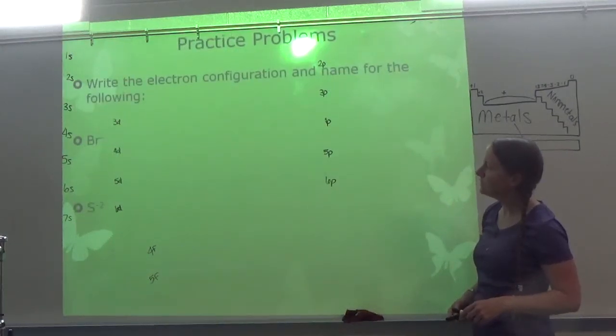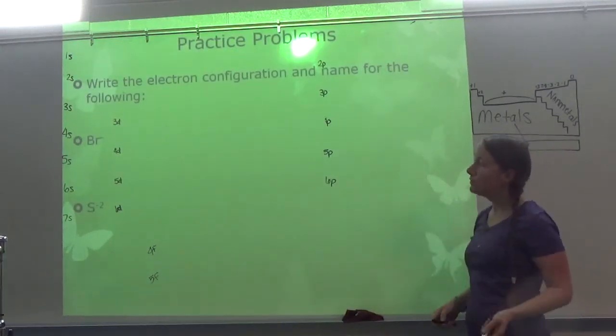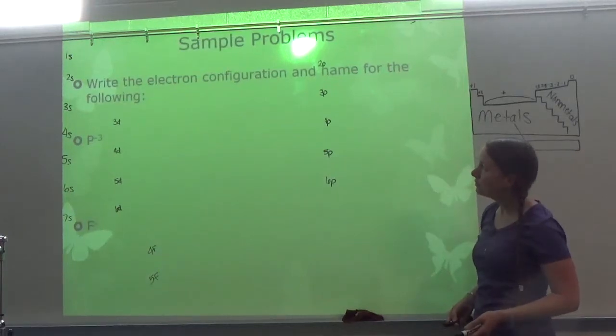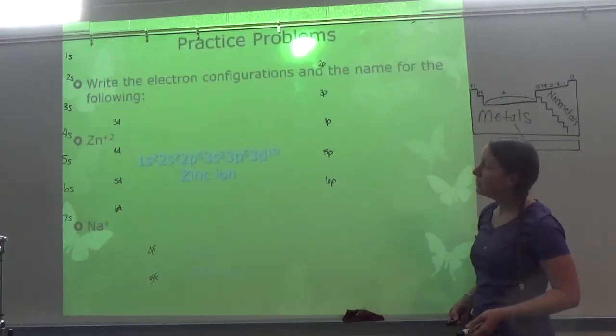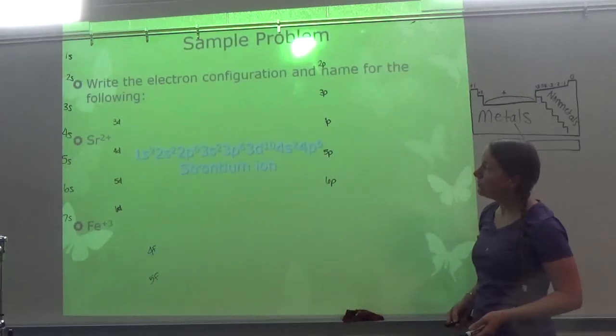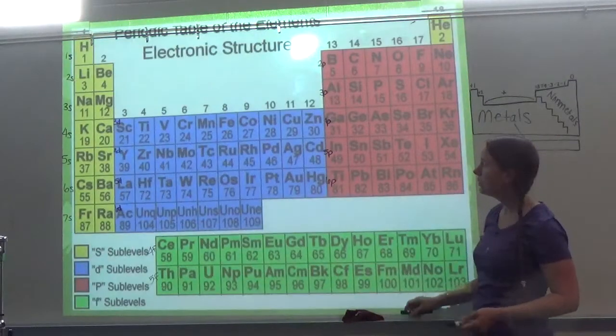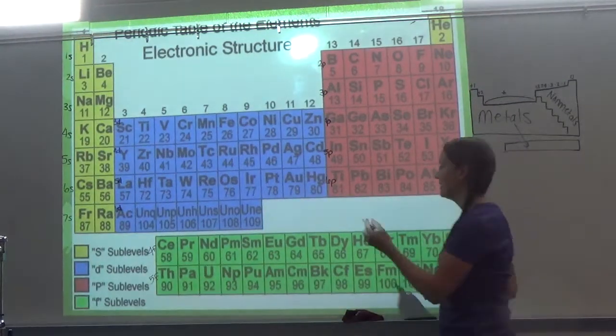All right, there's the two we just did. So you're going to try bromine with a -1 and sulfur with a -2. Okay, so pause the video real quick and try bromine -1 and sulfur -2. I'll assume you've already done that now.